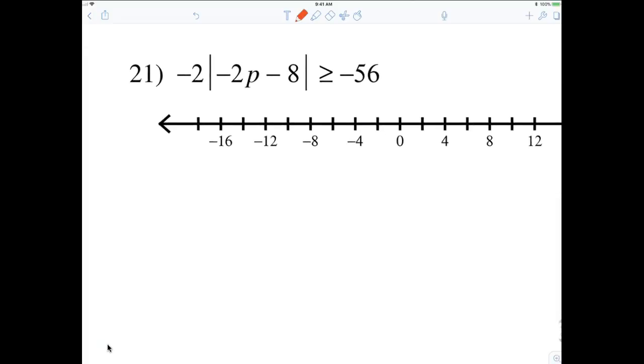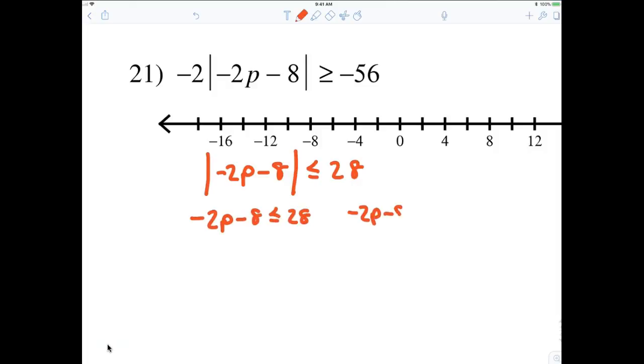We have to isolate, and we're dividing by a negative. So the first thing is negative 2p minus 8 less than or equal to 28. Everybody good with that? Yes. And now it's just a matter of writing it out. Negative 2p minus 8 less than or equal to 28. Negative 2p minus 8 is greater than or equal to negative 28. Any issues with that?